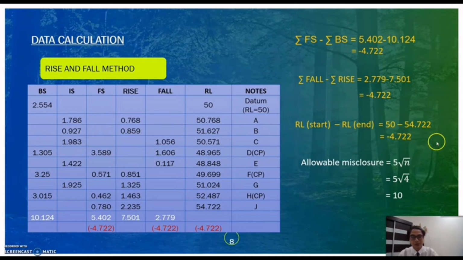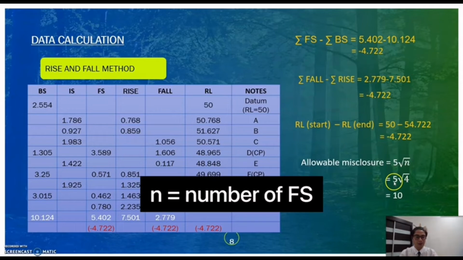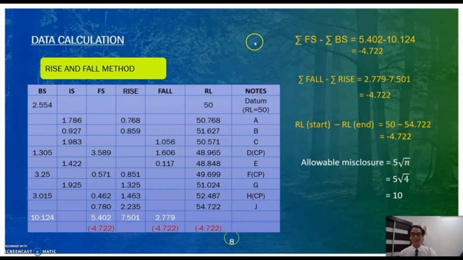Okay, so the last thing is we check the allowable misclosure. We use this formula 5 square root of n, so you will get 10. Let's move on to the next slide.